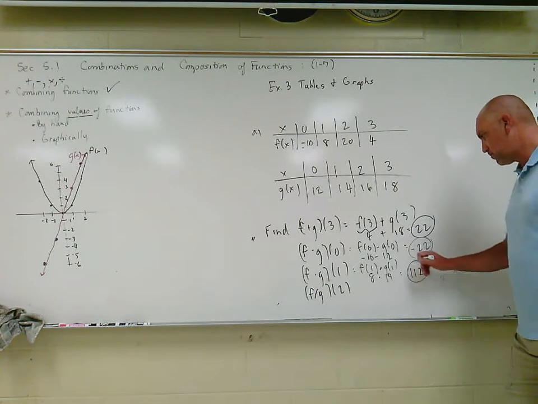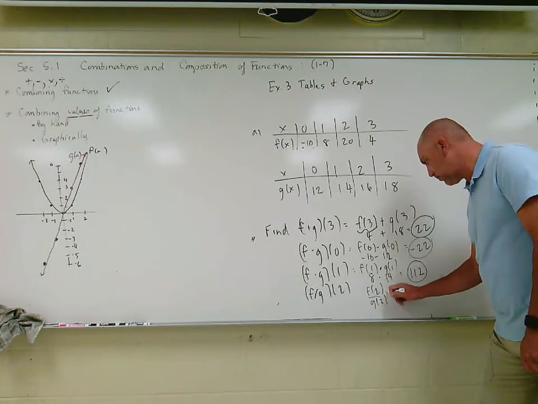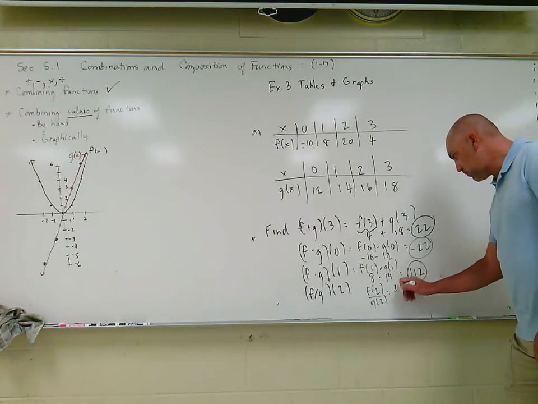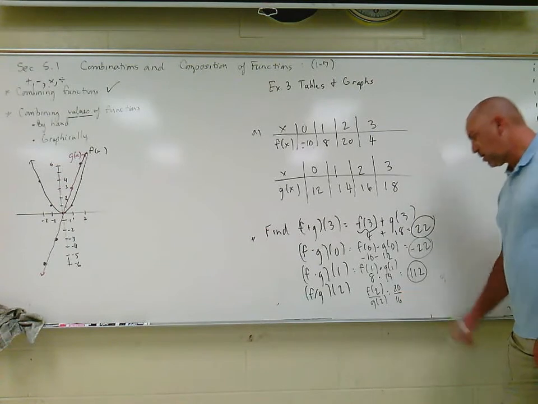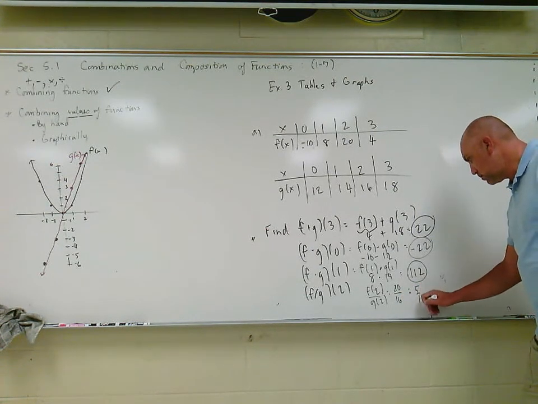Very good. F of 2 divided by g of 2. Hank, what's f of 2? 20. What's g of 2? 16. And I would reduce that. Very good. Excellent.